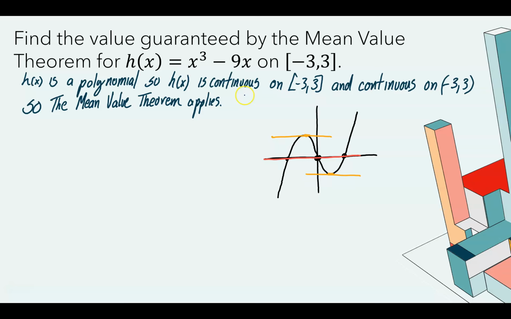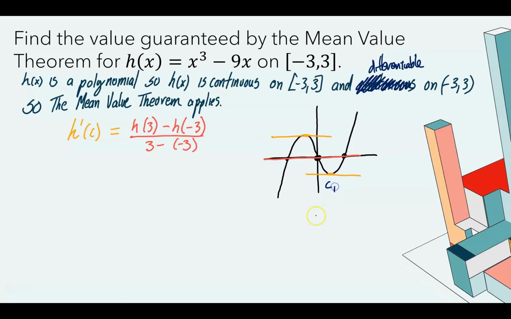h of x is a polynomial, so h is continuous on the closed interval -3 to 3, and differentiable on that same open interval -3 to 3, so the mean value theorem applies. And we're just going to write down what we did visually, that the slope of the secant line, h of 3 minus h of -3 over 3 minus -3, is going to be equal to the slope of the tangent line, h prime of c. And I guess we're going to get two c's, c1 and c2 or something like that. I don't know if that's going to matter how we write that, so I'm not worried about it now.